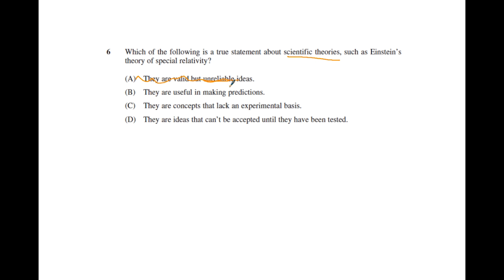So therefore A is out. Okay? They lack experimental basis. Well, I just argued that they have lots of experimental basis, so that is out as well. D is a very common thought about theories these days, that they are ideas that can't be accepted until they've been tested. You may hear this, oh, it's just a theory, it's just a belief. But the fact is, theories are very well supported. So D is out as well. That leaves us B. If there's a lot of experimental evidence to support it, then they are very useful in making predictions, and that is the key answer.